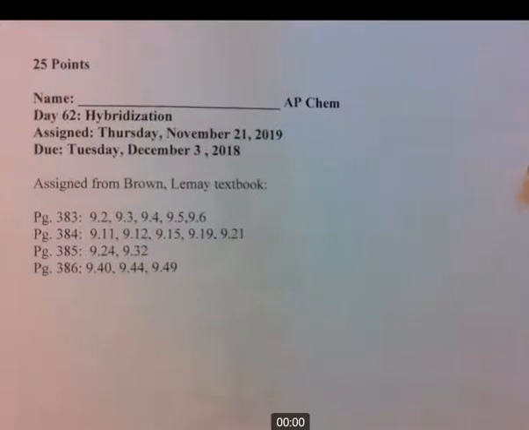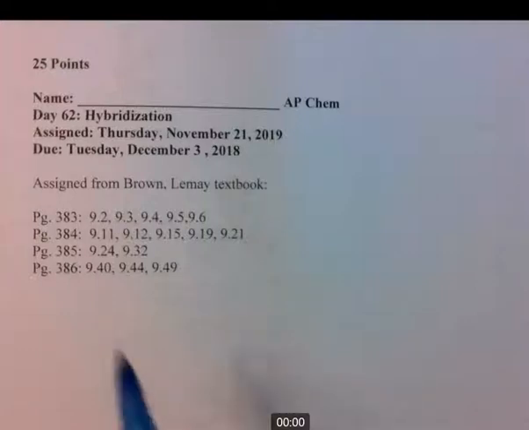Okay, this is AP lesson day 62. It's called hybridization, although it's really more of a continuation of VSEPR, the bond geometries, the geometries of various molecules. And this is due on Tuesday after we get back from the Thanksgiving break.